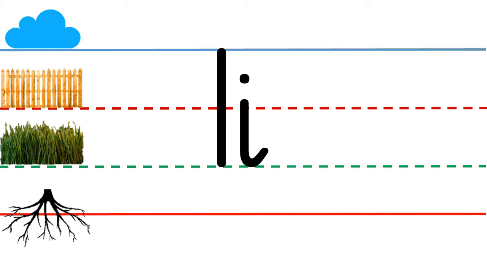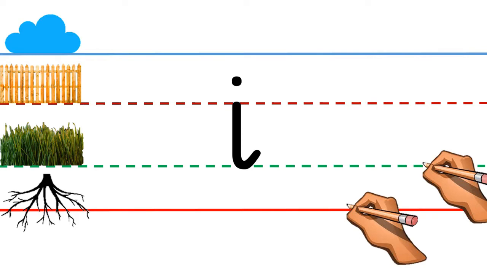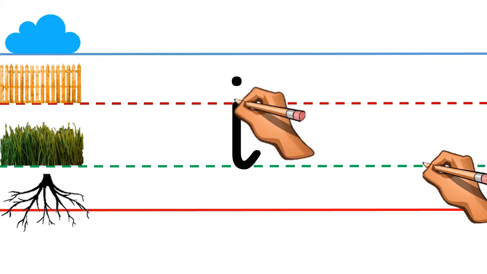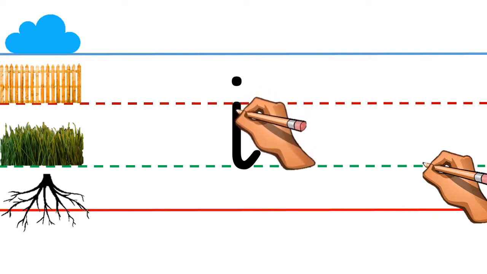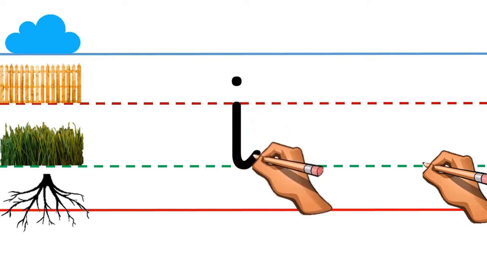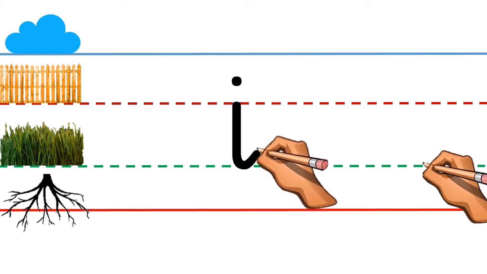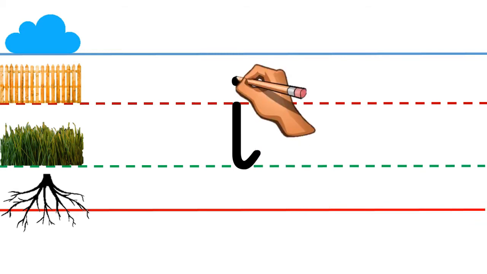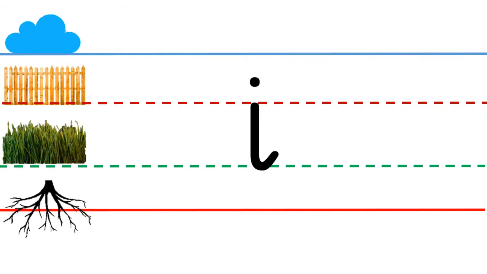Today we will learn formation of letter I. First we will learn to write small I. Put your pencil on the fence line. Come down straight, touch the grass line and make a loop. Now put your pencil above the fence line and make a dot. Let's try again.